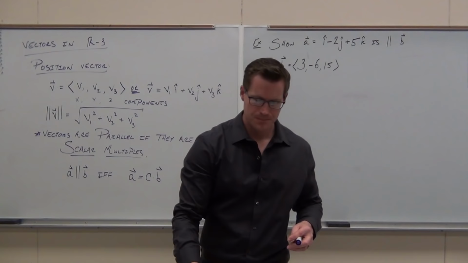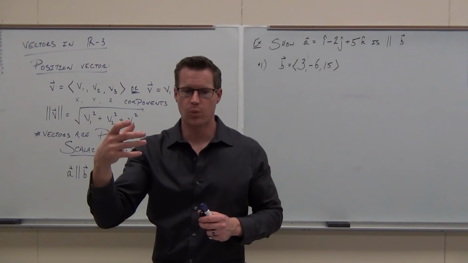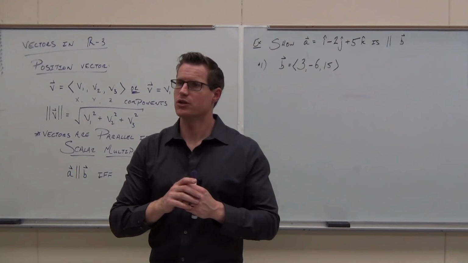Let's prove that. Okay, come on, reiterate it for me. I know that we just talked about it, but I want you to get in your head here. How would you show vectors are parallel? What do they need to be in order to be parallel? Scalar. That's the easiest way. Scalar multiples. You can go down to the same unit vector, but it's too much work, okay? That's a lot of work.